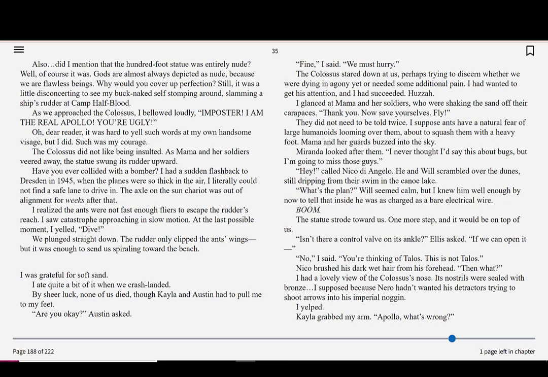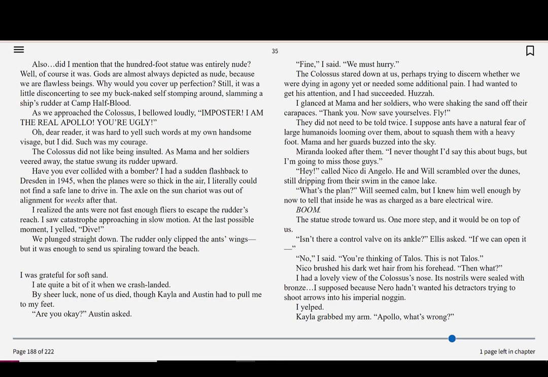Kayla and Austin had to pull me to my feet. "Are you okay?" Austin asked. "Fine," I said. "We must hurry." The Colossus stared down at us, perhaps trying to discern whether we were dying in agony yet or needed some additional pain. I had wanted to get its attention, and I had succeeded. Huzzah! I glanced at Mama and her soldiers, who were shaking the sand off their carapaces. "Thank you. Now save yourselves. Fly!" They did not need to be told twice.